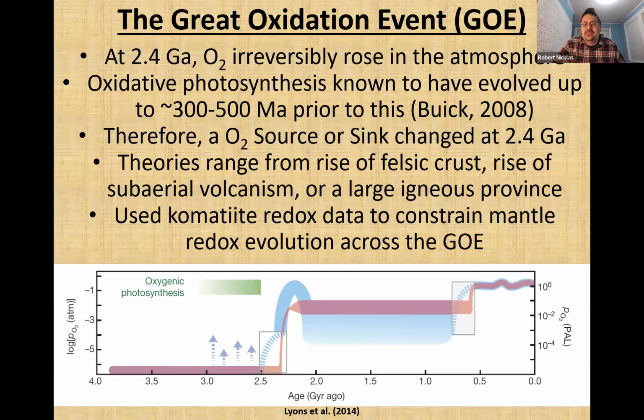It includes the rise of felsic crust. Felsic crust is a less good oxygen sink than mafic crust. The rise of subaerial volcanism, same idea. Subaerial volcanism is less good at removing oxygen than submarine volcanism, or a single large igneous province. So basically what we're doing here is looking to see if the deep Earth also shows a redox evolutionary trend to match that of the atmosphere at the time. And we're using komatiites to do that.